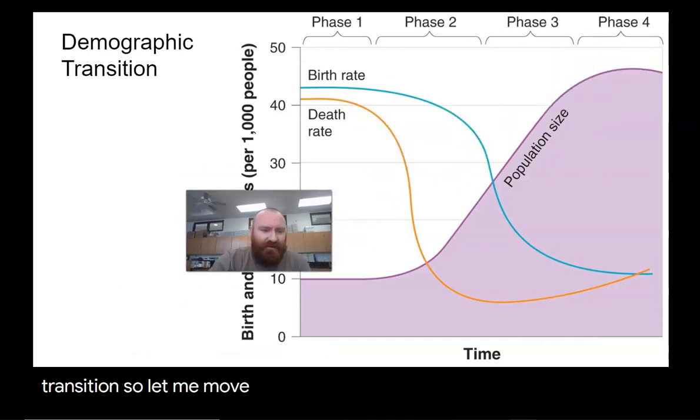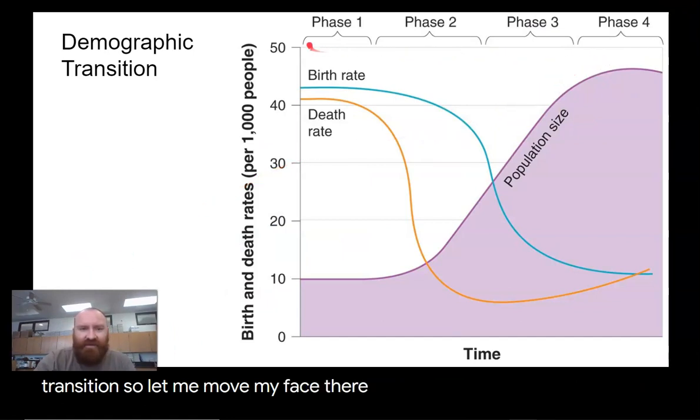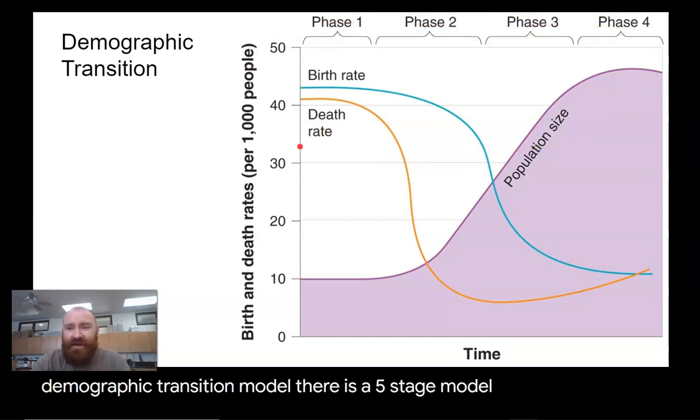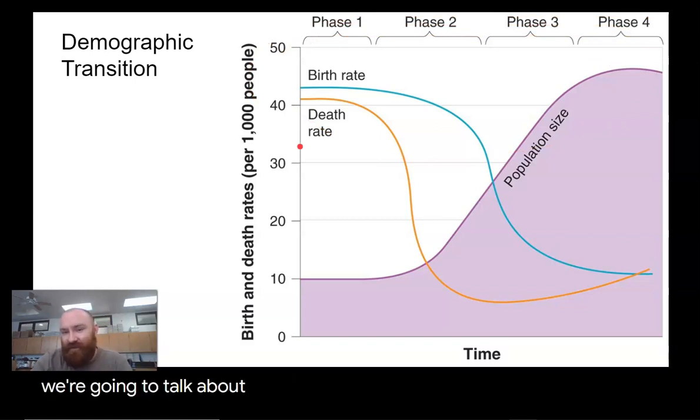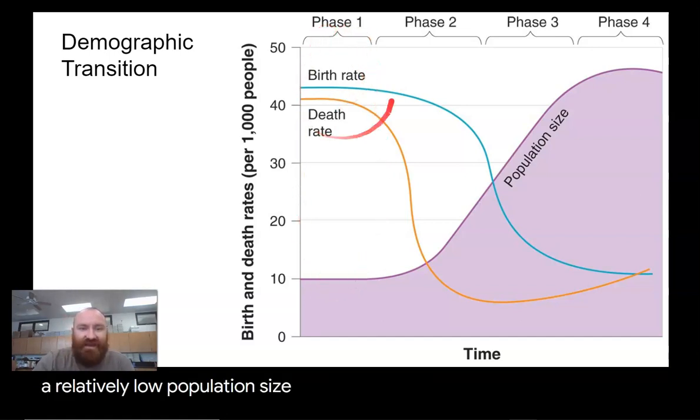So let me move my face there. So you have four phases in this demographic transition model. There is a 5-stage model, but in this class, we're going to talk about the 4-stage model. And so in phase 1, you'll have a relatively low population size and high birth rates and high death rates.